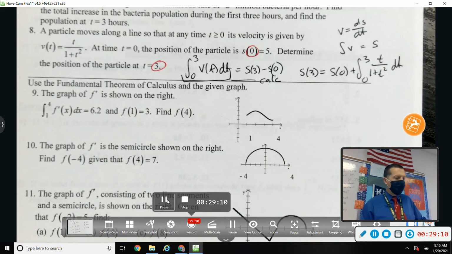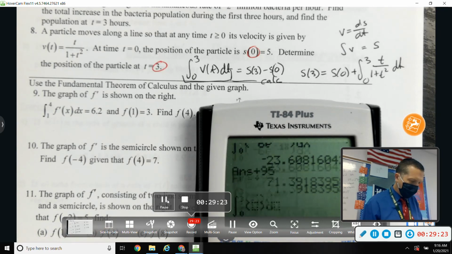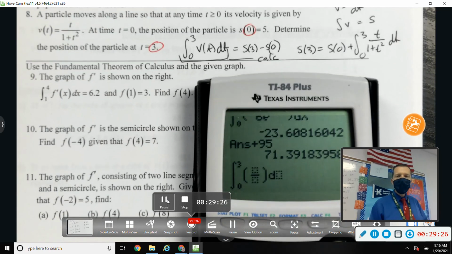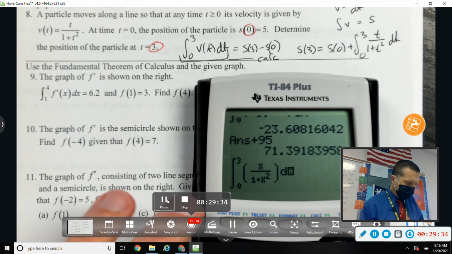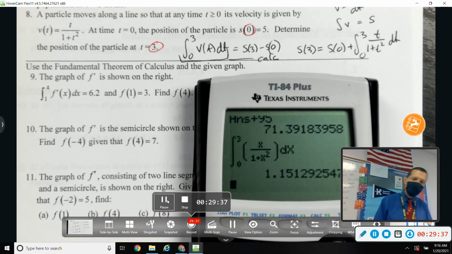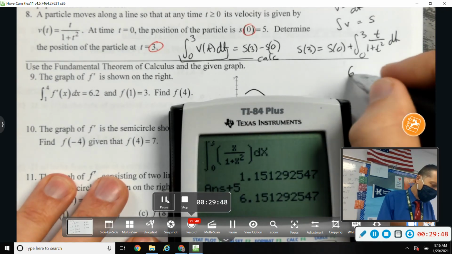So once you get it set up, the fraction bar is in there too. Remember that if you like it. The alpha F1. There's enough parentheses to worry about. So there's my integral, 1.15. Careful, that's not the answer. That's how much it's changed from 0 to 3. So if I add 5 to that, I get my answer. 6.151.